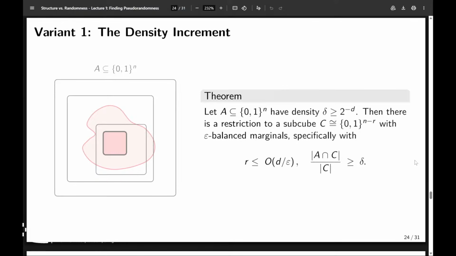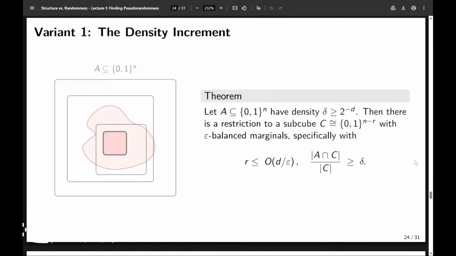Okay, and here's some quantitative stuff: what can you accomplish with this? You want to know that it doesn't take too long, that this cube doesn't get too small before this process terminates. So you can get codimension R which is at most D over epsilon. You could compare that to the D over epsilon squared quantity we looked at a second ago for the level 1 inequality, if you like.